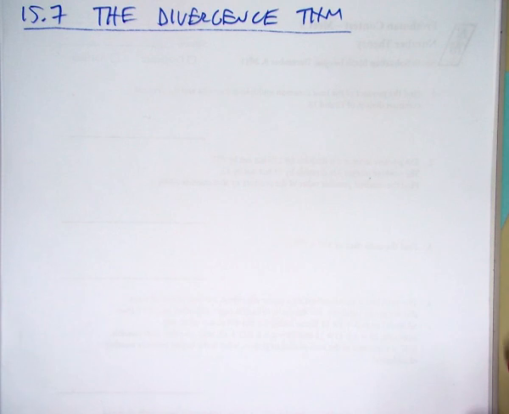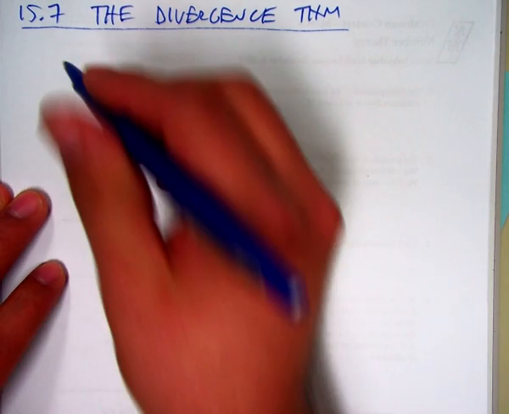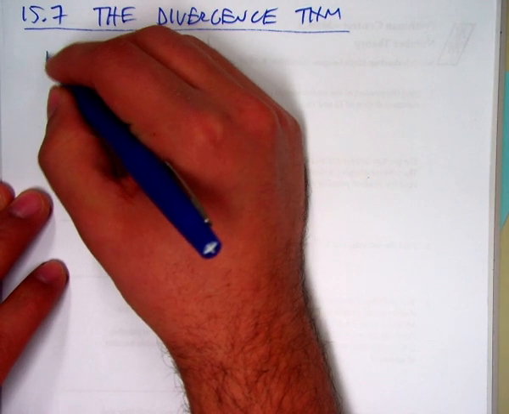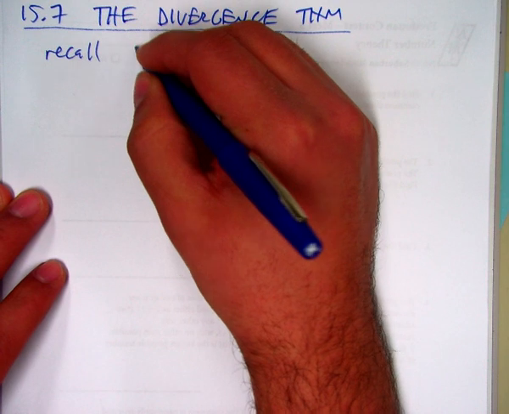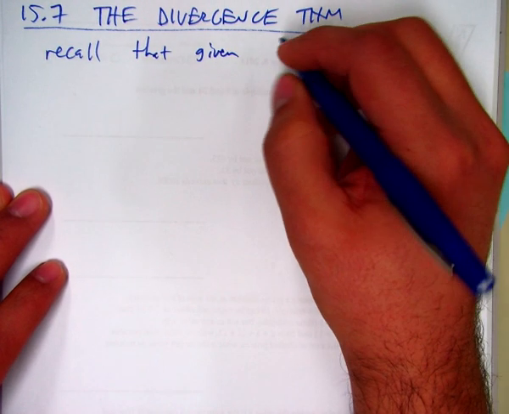So, second to last section, it's about the divergence theorem. Before we state what that is, let's recall first that... Does that have something to do with curl? No. That's next. That's next unit, yes.